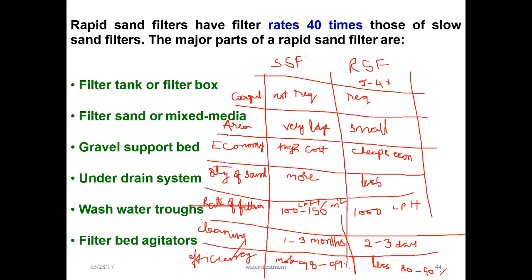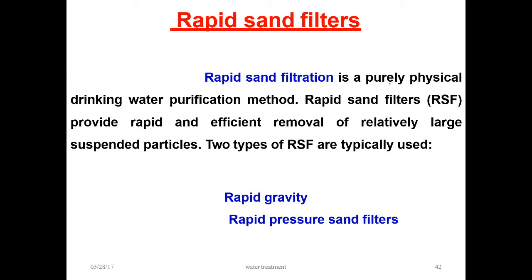Here I will tell you briefly about the rapid sand filter. In this type of filter, the size of sand grain is increased to increase the rate of filtration. We are increasing the grain size. You should keep it in your mind.